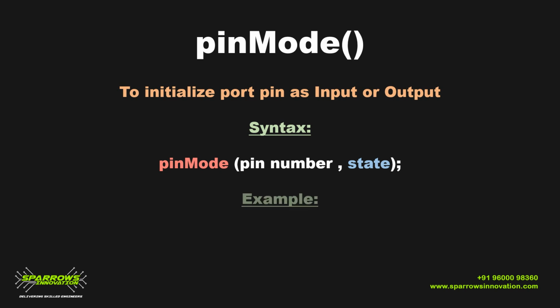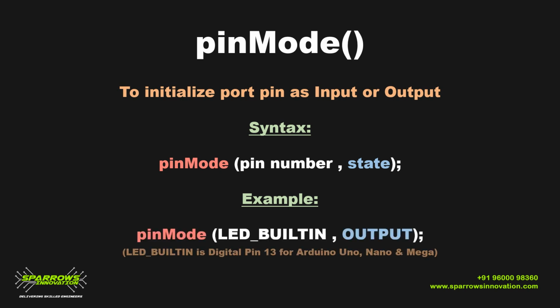This is a simple example for making any pin as output. Here in this example we are using digital pin 12 as output. So pinMode 12 comma OUTPUT will configure your pin number 12 as a digital output. Okay, the same way we are talking about LED_BUILTIN, because we are going to program an onboard LED. In Arduino, the default keyword for the onboard LED is LED_BUILTIN, that means LED underscore BUILTIN.